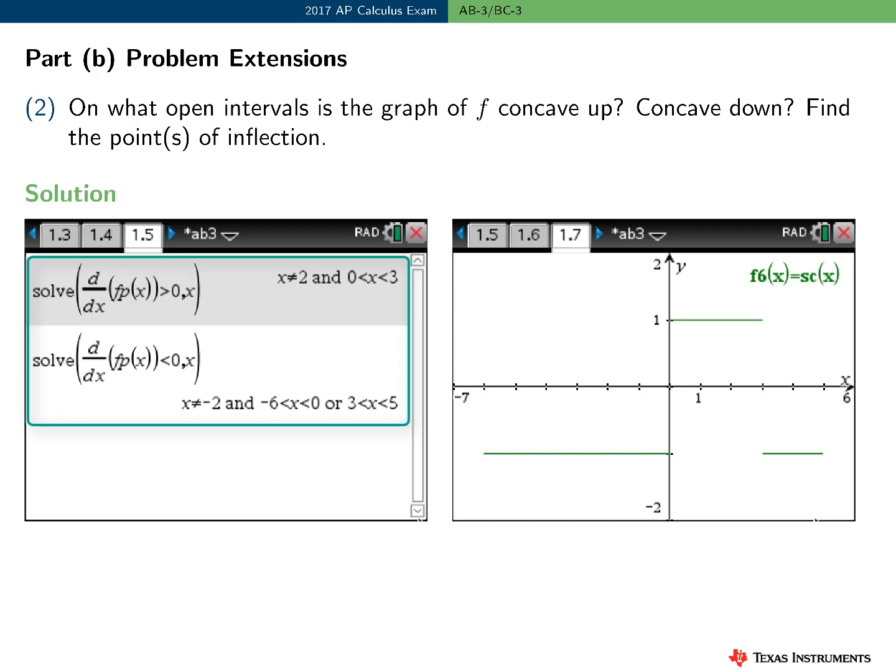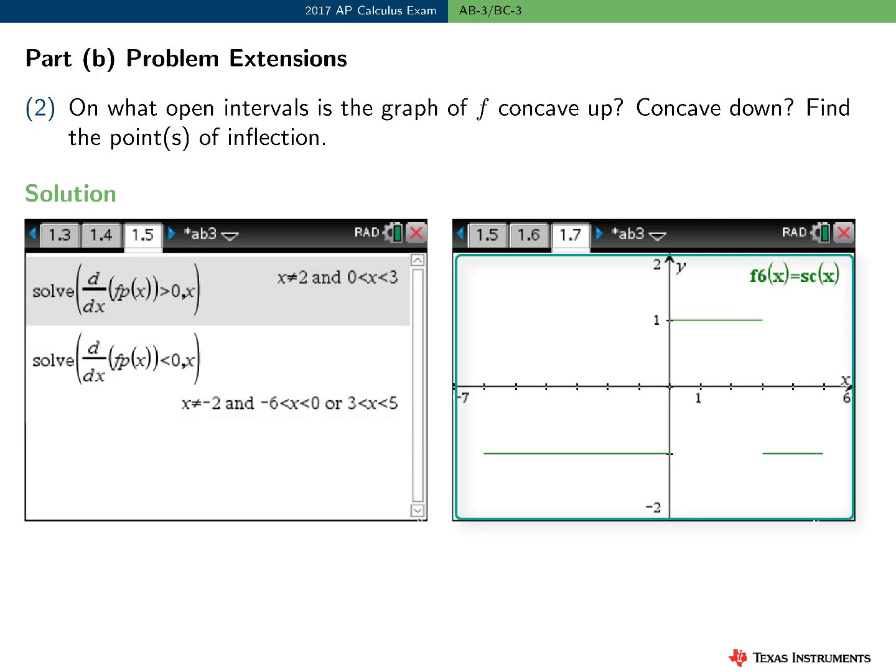A traditional way to solve this problem analytically is to create a sign chart, but I can actually use technology to create, well, almost a sign chart. And here's the interval on which f prime is greater than 0, and here are the intervals on which f prime is less than 0.